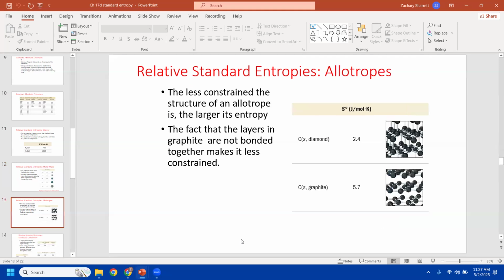The less constrained the structure of an allotrope is, the larger its entropy. So, actually, this is weird. The fact that the layers in graphite are not bonded together makes it less constrained. So graphite actually has higher entropy. You remember we said there's the perfect crystal at 0 Kelvin, and I thought that graphite was lower. Well, in this case, diamond has a lower entropy than graphite.